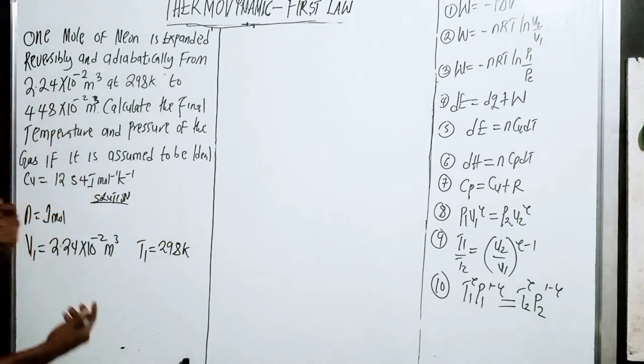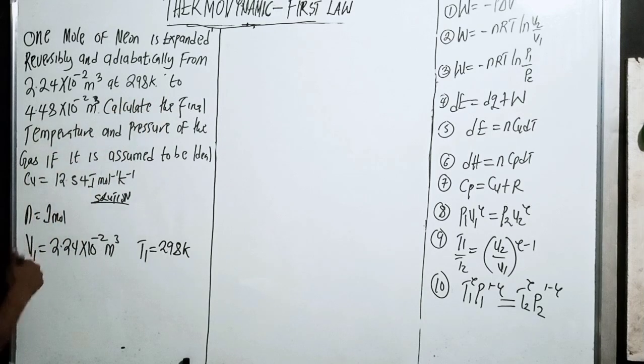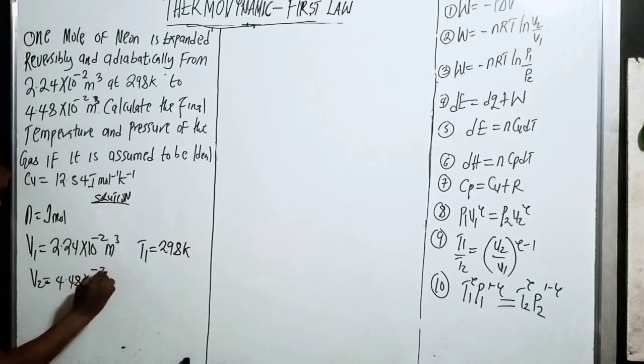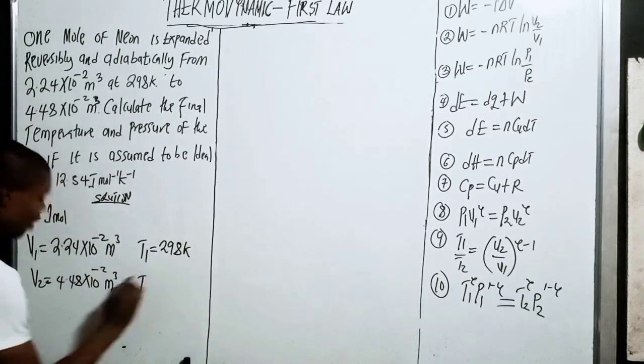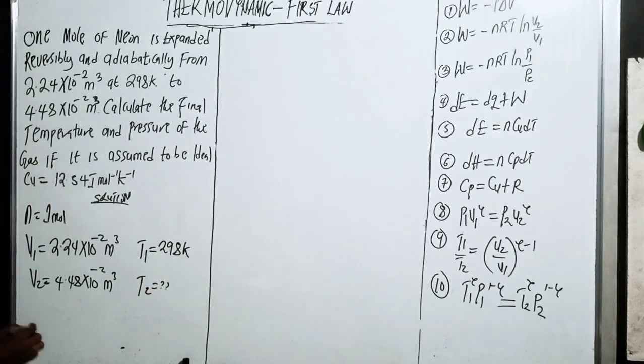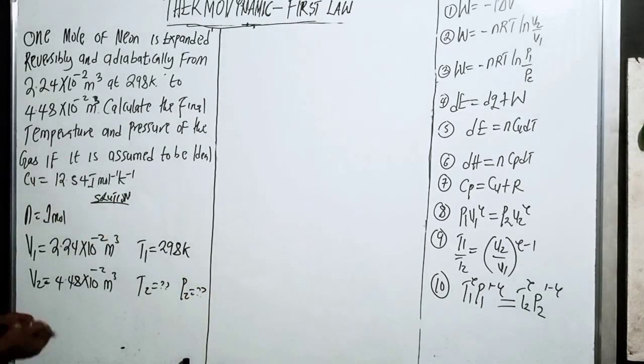You need to be fast and need accuracy. Okay, so then V2 is what? V2 is 4.48 × 10^-2 m³, right? Now essentially we'll calculate the final temperature and pressure. So final temperature and pressure, that is what they say we should calculate.